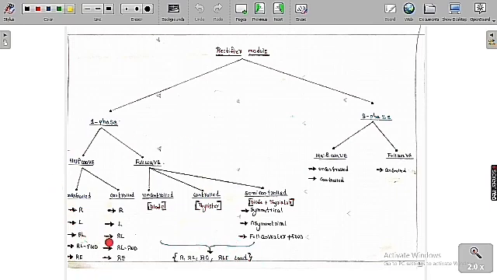So all of this comes under the category of the single phase. Now for the three phase, we are going to study the half wave and full wave.